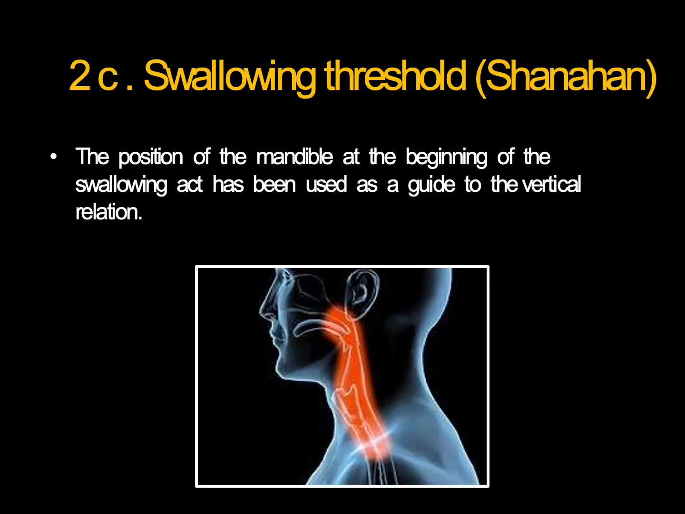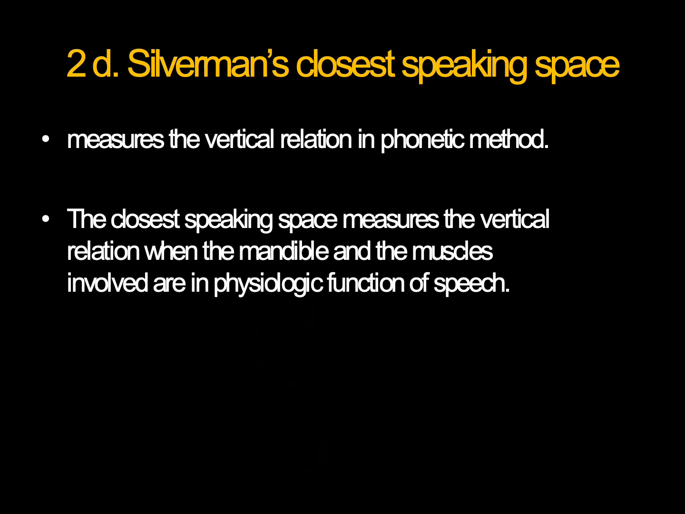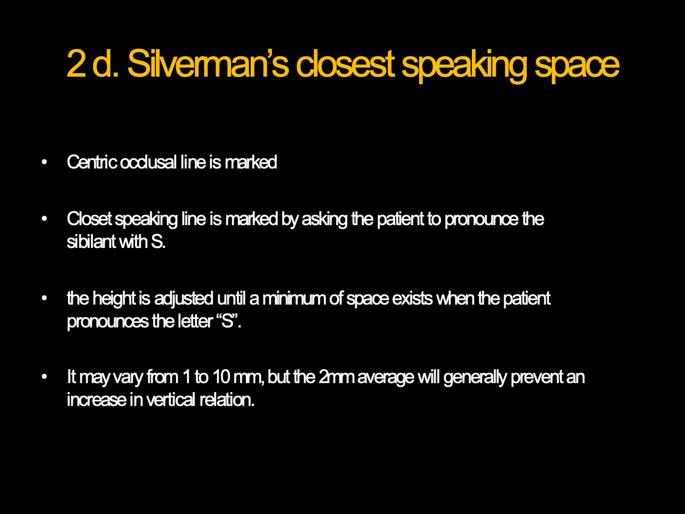Under swallowing threshold, which was suggested by Shanahan, the position of the mandible at the beginning of the swallowing act has been used as a guide for determining vertical dimension. Silverman suggested the technique of closest speaking space, which determines the vertical relation in the phonetic method. This space measures the vertical relation when the mandible and the muscles involved are in physiologic rest position. It determines the centric occlusal line.